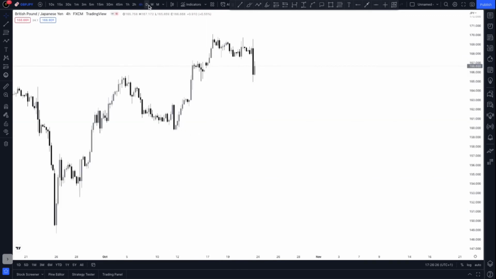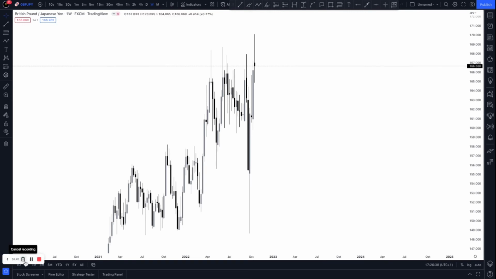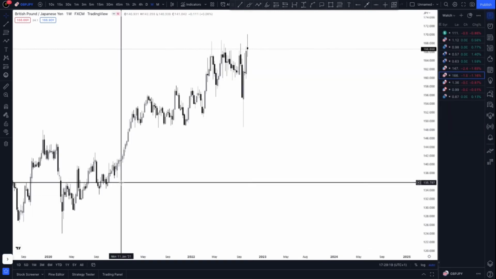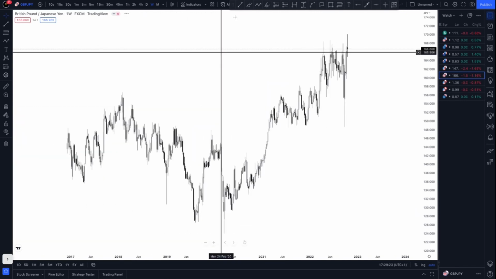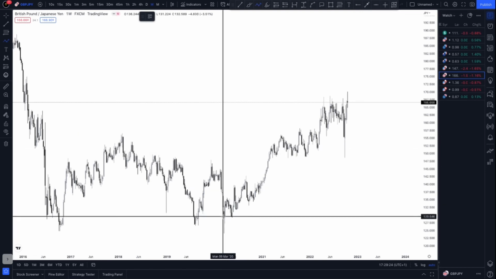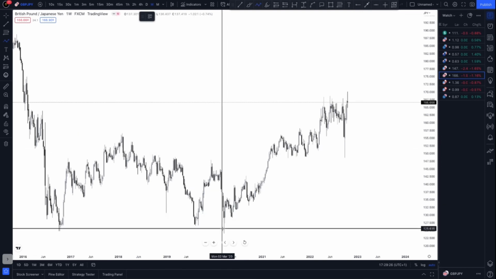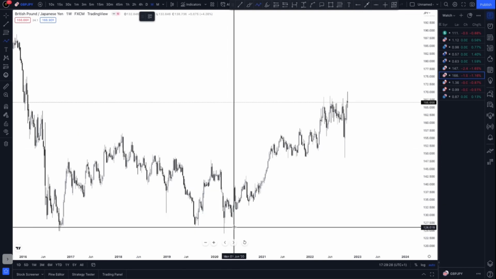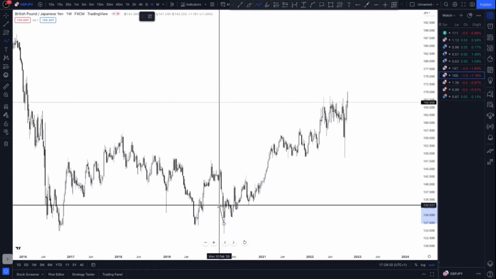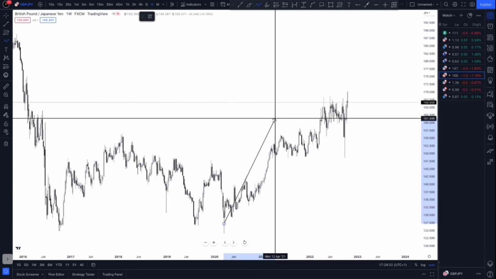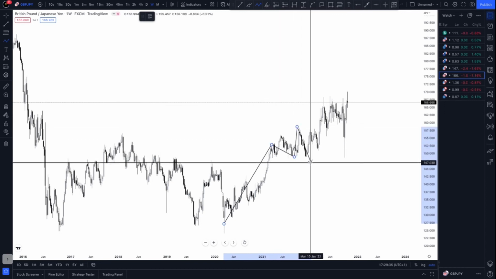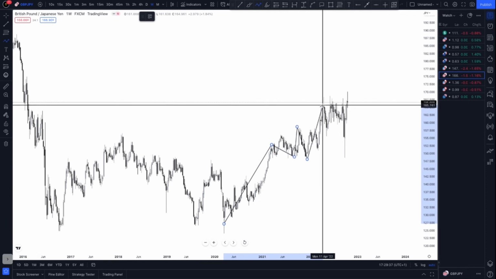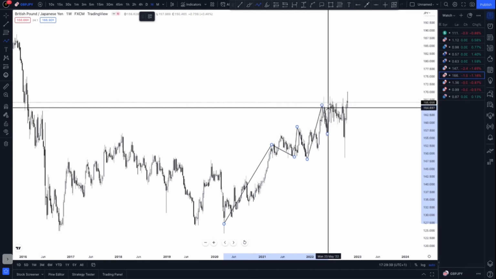The next pair we have on our screen is the GBP JPY. Looking at the chart here, we clearly see the market was in a bullish trend. We have a higher high at the level there, higher low, higher high, higher low, higher high, higher low, higher high.